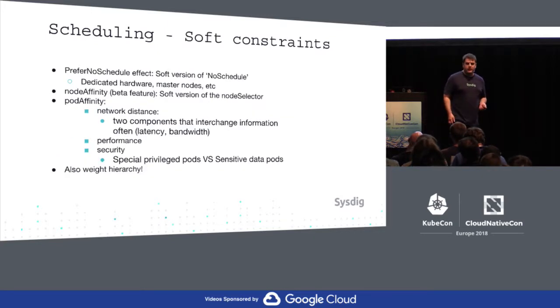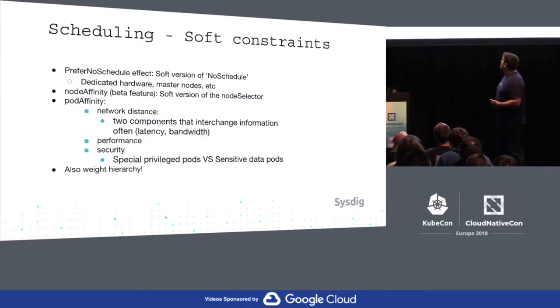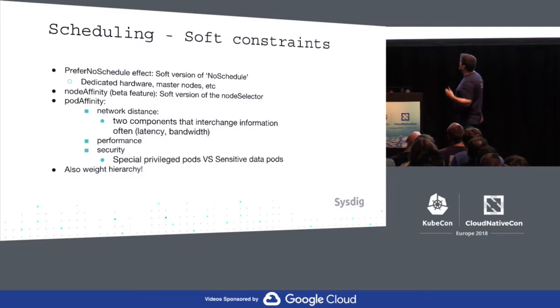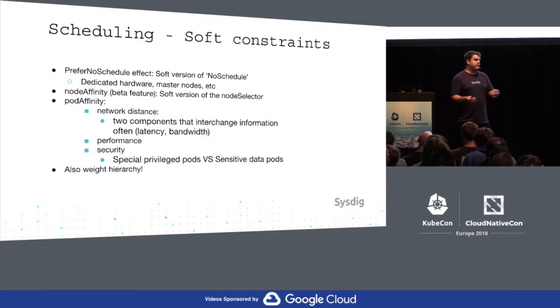Soft constraints are maybe a little more advanced. You have, for example, the prefer no schedule effect, which is the soft version of no schedule. For example, in your master nodes, you may prefer not to put too much effort in the master nodes, but if there is an emergency and the other nodes are not responding, you can use prefer no schedule. Node affinity is the same thing, but for the node selector, and the pod affinity.